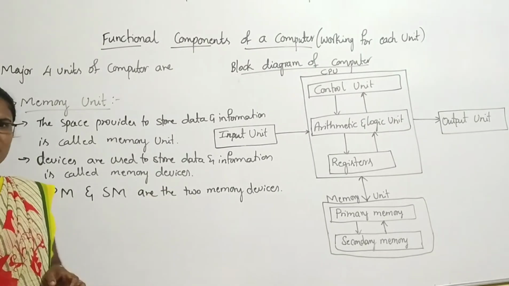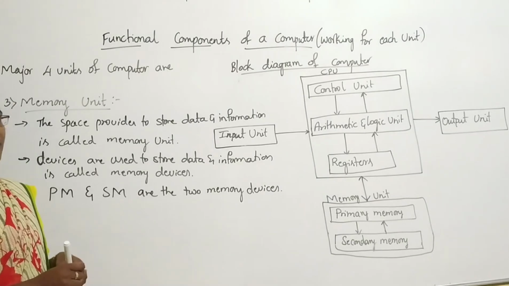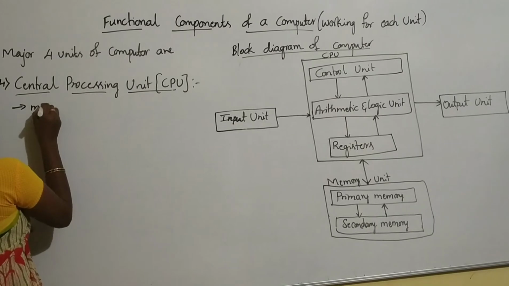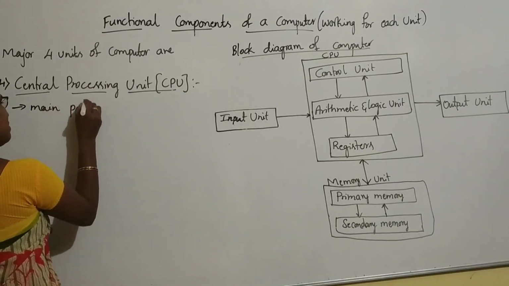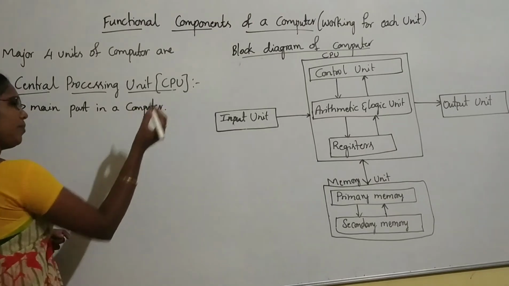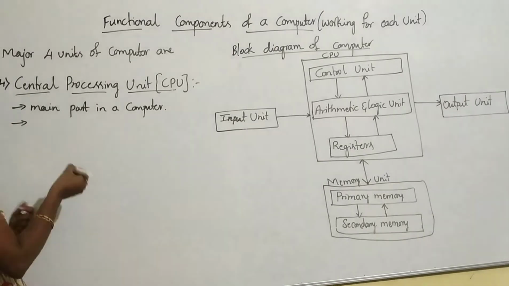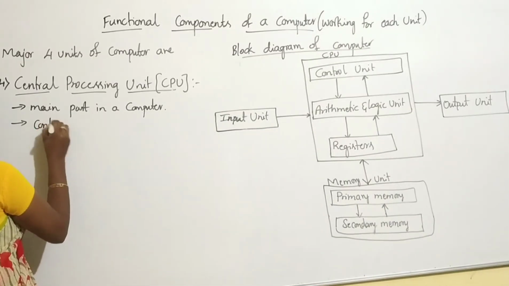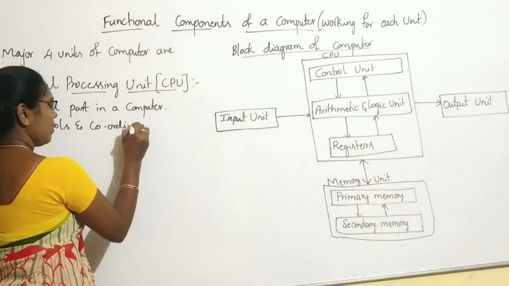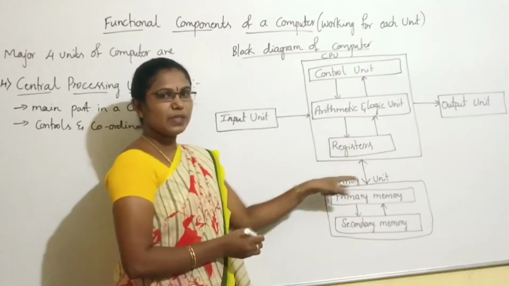We are discussing this in depth in the second chapter. Next we go to a very important unit in a computer system, the CPU. The CPU is the main part in a computer system, because the CPU controls and coordinates. All parts of the computer are connected to this CPU.